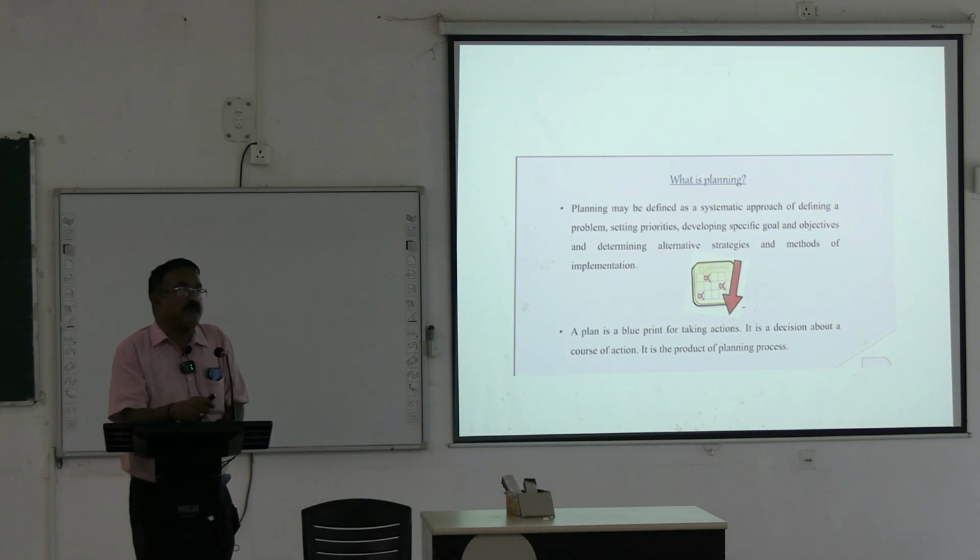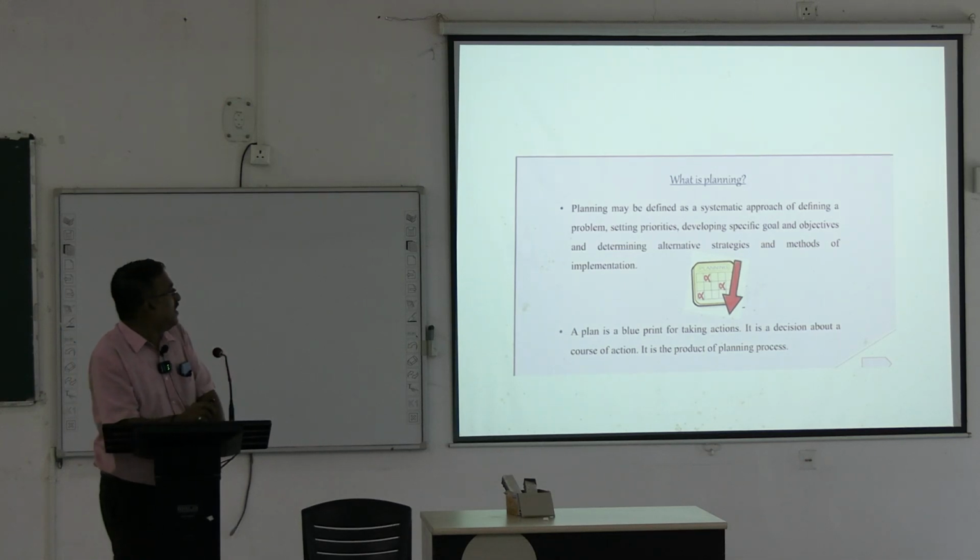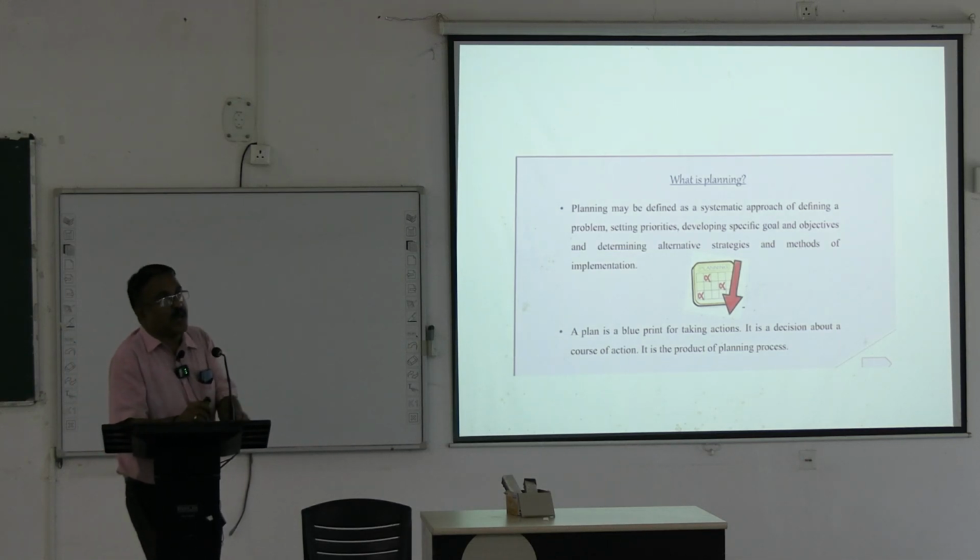So what is planning again? Planning is a systematic approach of defining a problem, setting priorities, developing specific goals and objectives, and determining alternative strategies and methods of implementation. Basically, a plan is a blueprint for taking action. It is a decision about a group of actions. It is a product of the planning process. So this is a plan.